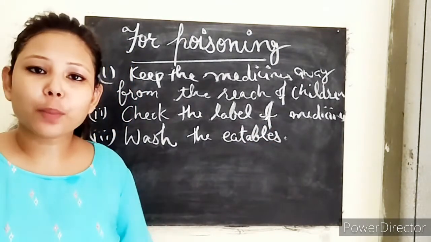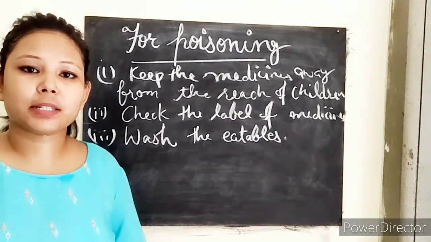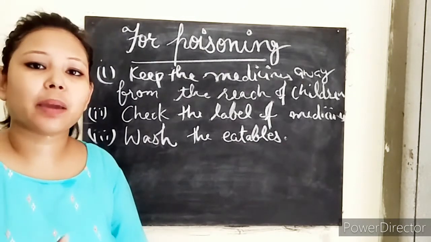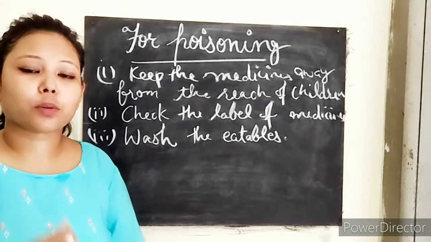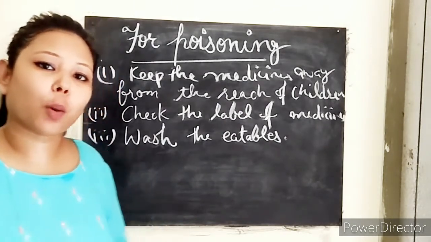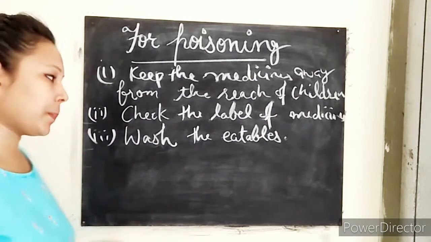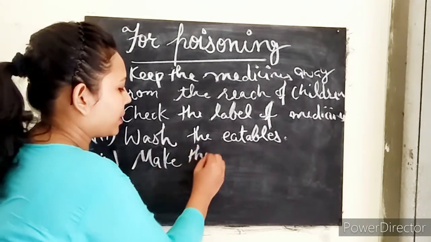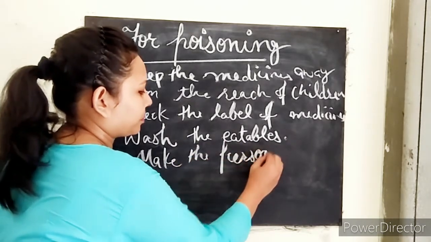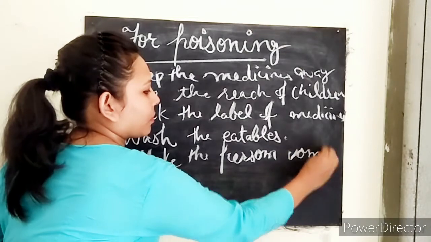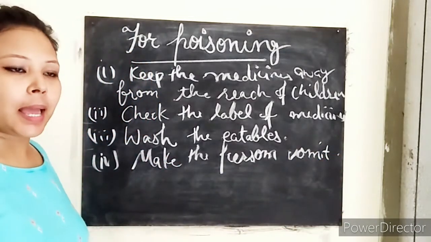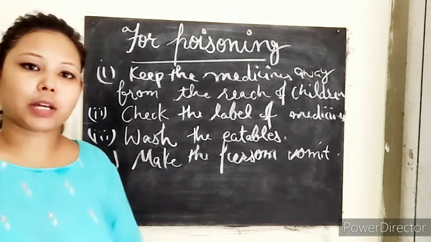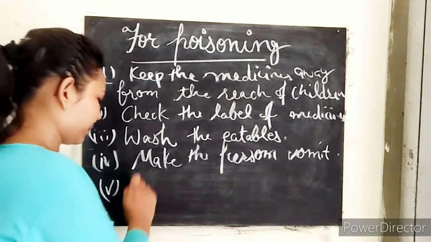Clear? If the person takes things like detergent, nail paint, naphthalene balls or other such things by mistake, then what would you do? First of all, try to make him vomit right then. Make the person vomit. Clear? And last one, rush to the doctor.